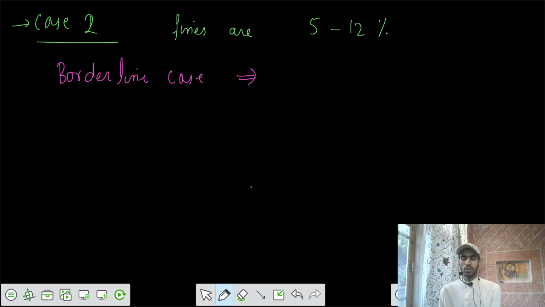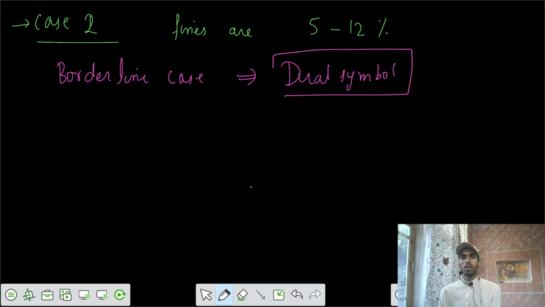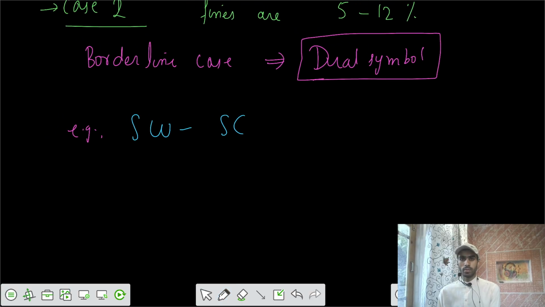In this one also we are going to use a dual symbol, similar to the IP in the range 4 to 7 for fine grain soils. Let's take an example: SW and SC. What does this mean? This is a dual symbol, where the first part is about the soil and gradation.